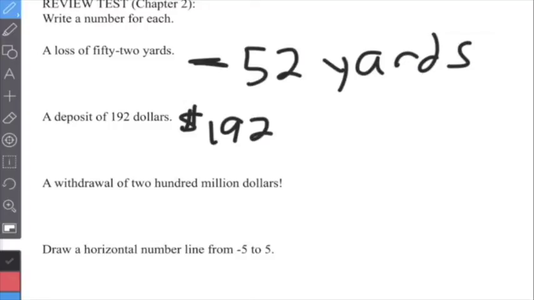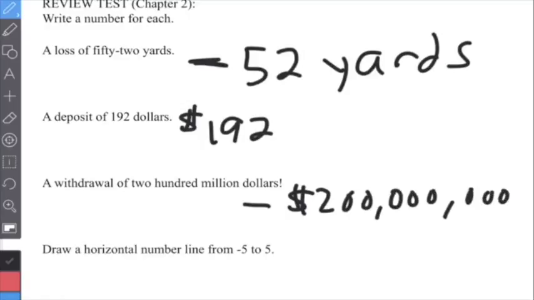A withdrawal of $200 million. So if you withdraw money, that means you take money out of your account. So it's a negative dollar sign, and then we want 200 million. So 200 million looks like that. We're going to have 8 zeros for 200 million.